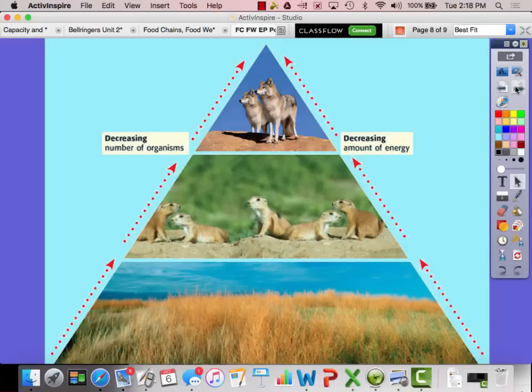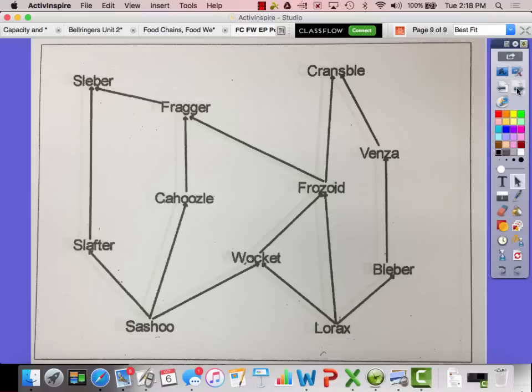All right, now let's look at this energy pyramid. We have our primary producers, which is grass in this instance. And then we have prairie dogs, which eat grass, and they are primary consumers. And then we have coyotes, which eat the prairie dogs, which are secondary consumers. And as we can see, our energy is decreasing as you go up the pyramid, and so are our number of organisms.